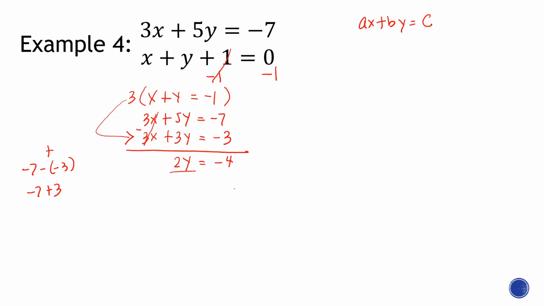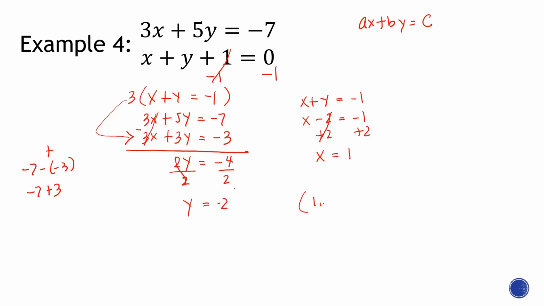Next, we are solving for y here, so I will divide both sides by positive 2. So this will be y equals negative 2. Let's solve for x. Let's use the second equation again. So x plus y equals negative 1. Okay, y is negative 2, so this is x minus 2 equals negative 1. I will add 2 on both sides, therefore x equals 1.